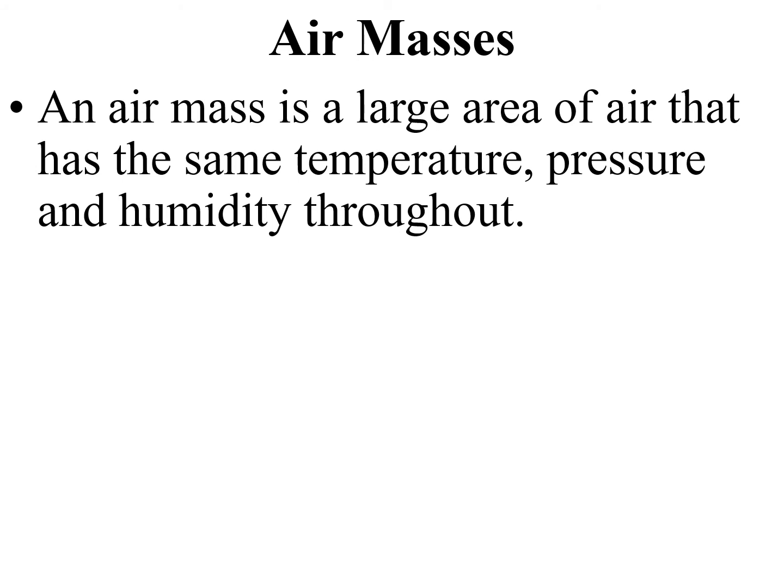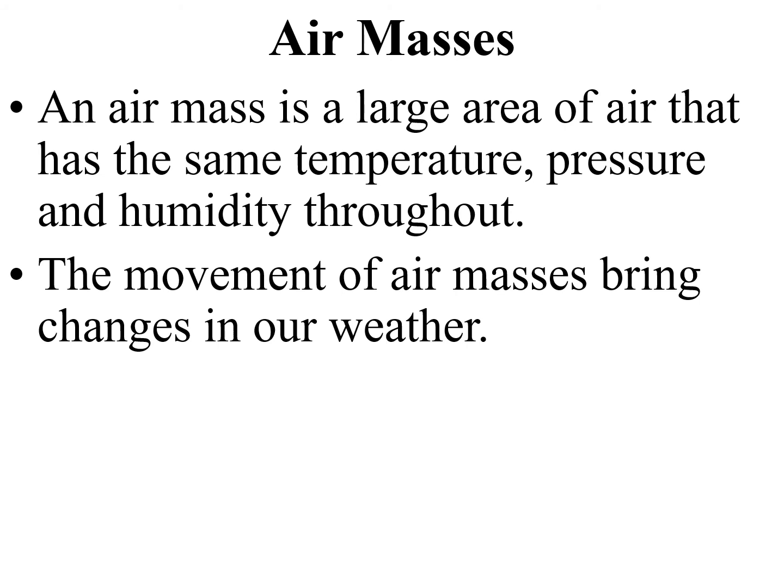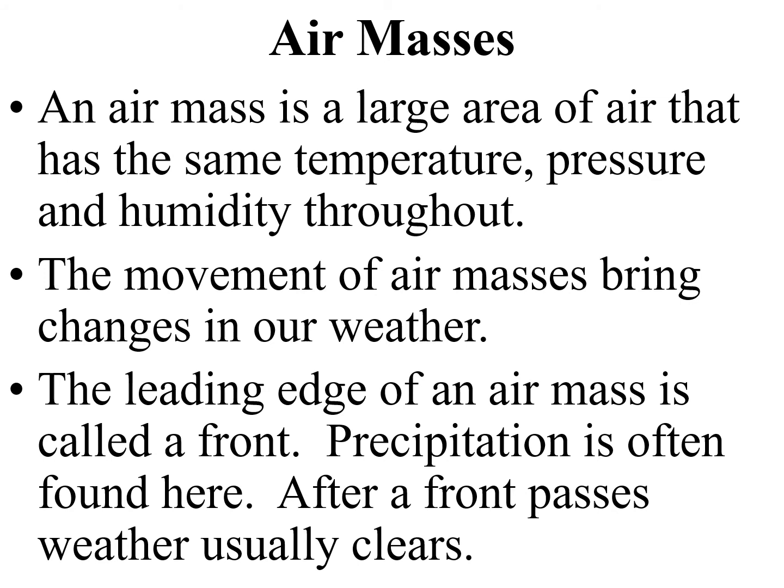Now we move on to air masses. An air mass is a large area of air that has the same temperature, pressure, and humidity throughout. We assume the pressure. The thing about an air mass that's important is the temperature and humidity, because the movement of air masses is what's going to bring us changes in weather. The leading edge of a new air mass that's intruding onto your area is called a front. Precipitation is often found right on the front. So after an air mass passes, now you're within the new air mass and the weather usually clears. You're not having precipitation anymore. So what front is coming to you is of utmost importance in predicting your weather.